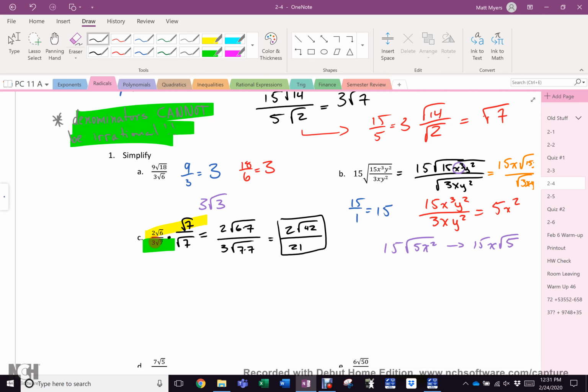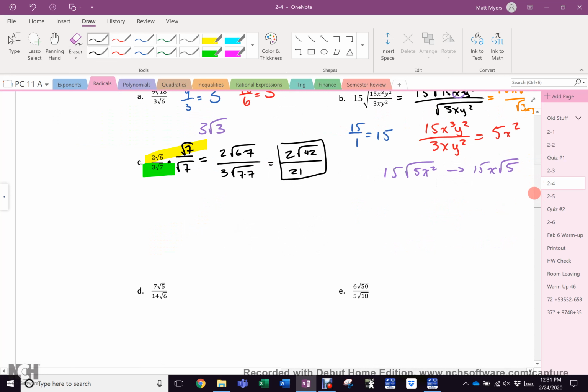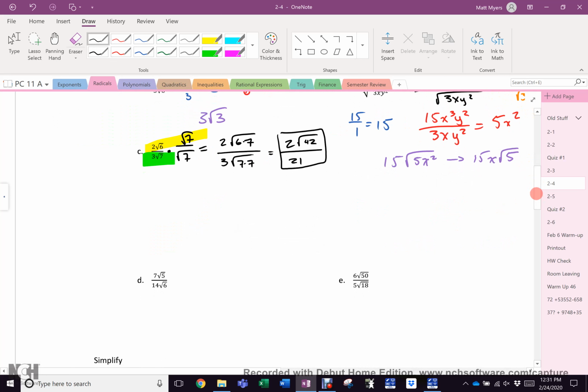Everybody cool? All right, so let's look at D. Is D going to be doable? Yes. Not right now. We're going to have to do something special, yeah? Oh, by the way, I forgot to tell you what this is called. This process is called rationalizing the denominator.